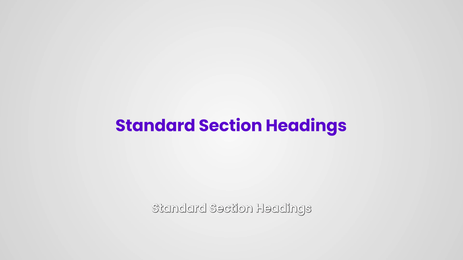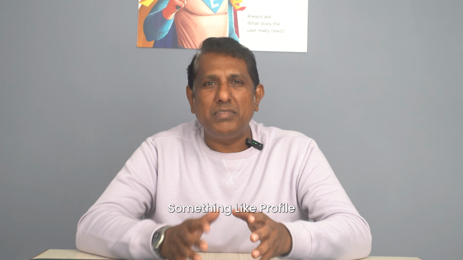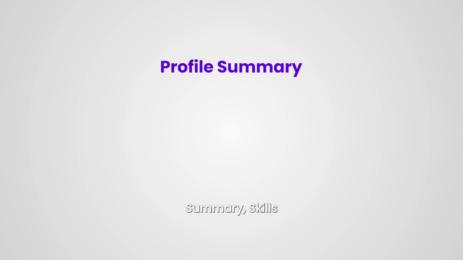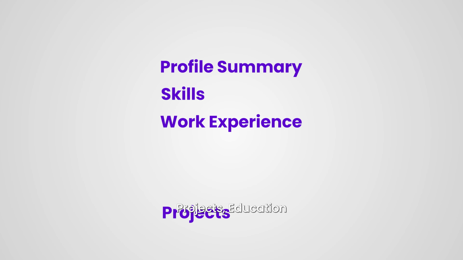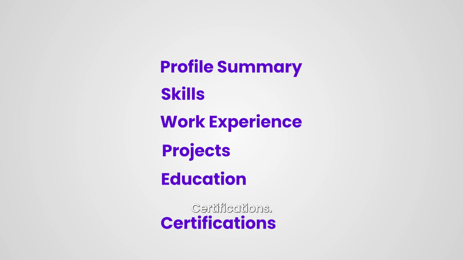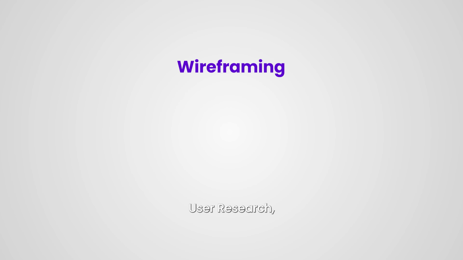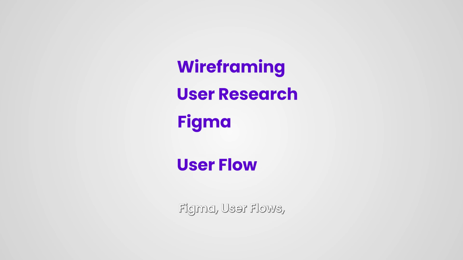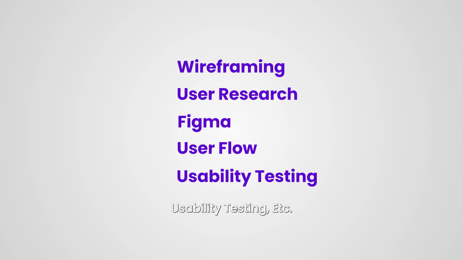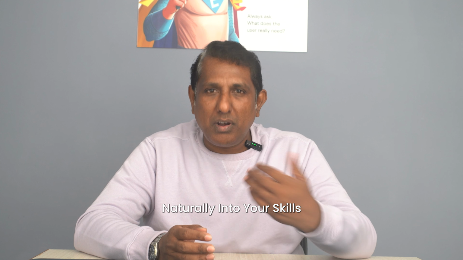Standard section headings. Use common headings something like profile summary, skills, work experience, projects, education, certifications. Certifications are optional. Use keywords. This is very important. Read the job description carefully. Then you have to pick the keywords something like wireframing, user research, Figma, user flows, usability testing, etc. And add these keywords naturally into your skills and experience section.